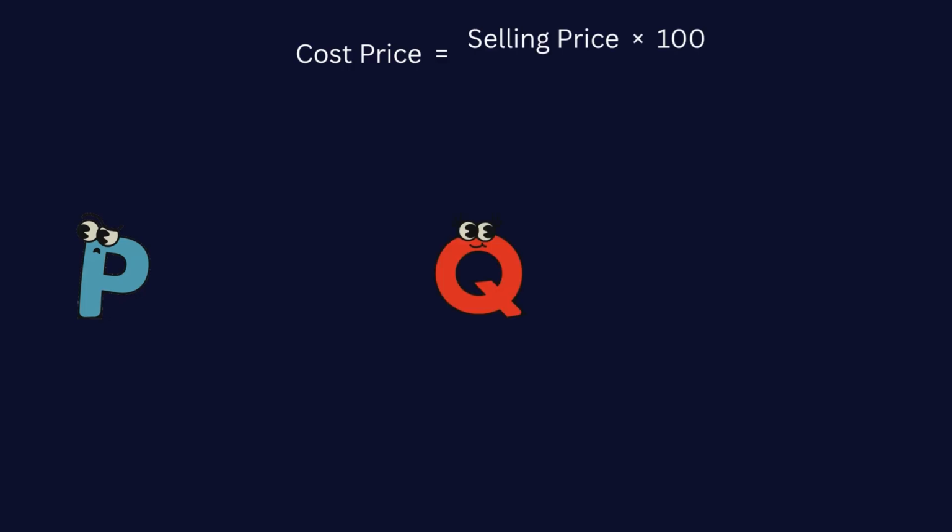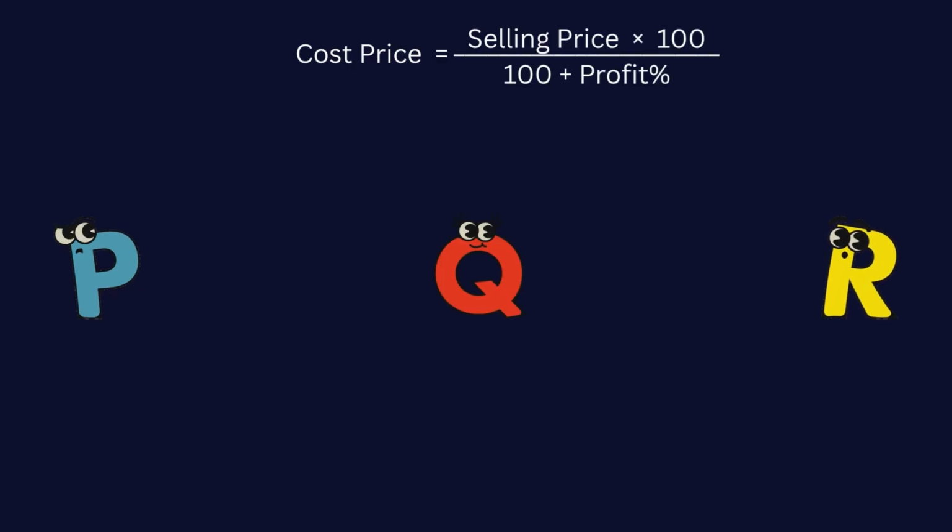We have here P, Q, and R. The formula for calculating the cost price or the original price is cost price equals selling price times 100 divided by 100 plus the profit percent. If it's a loss, it would be minus loss percent, but in our case, P and Q make a profit, so it will be plus profit percent. Now you might be asking, what does this 100 represent in the cost price formula? Well, the 100 represents 100%, which is the whole value of the cost price.